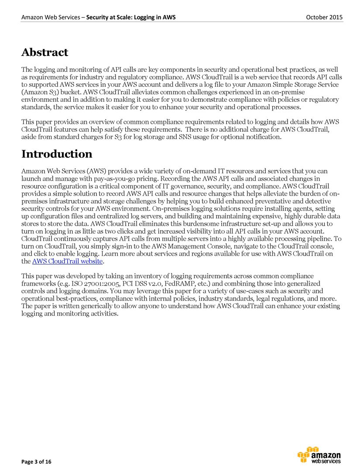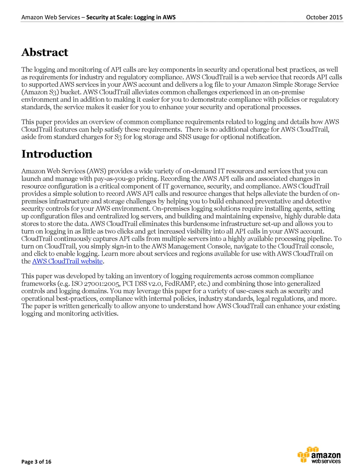On-premises logging solutions require installing agents, setting up configuration files and centralized log servers, and building and maintaining expensive, highly durable data stores to store the data. AWS CloudTrail eliminates this burdensome infrastructure setup and allows you to turn on logging in as little as 2 clicks and get increased visibility into all API calls in your AWS account. CloudTrail continuously captures API calls from multiple servers into a highly available processing pipeline.